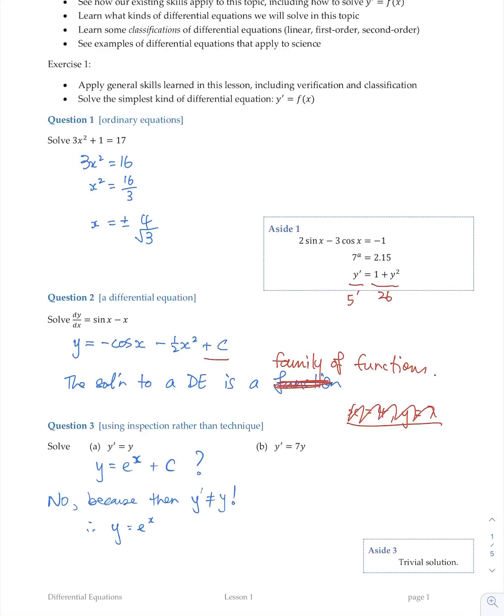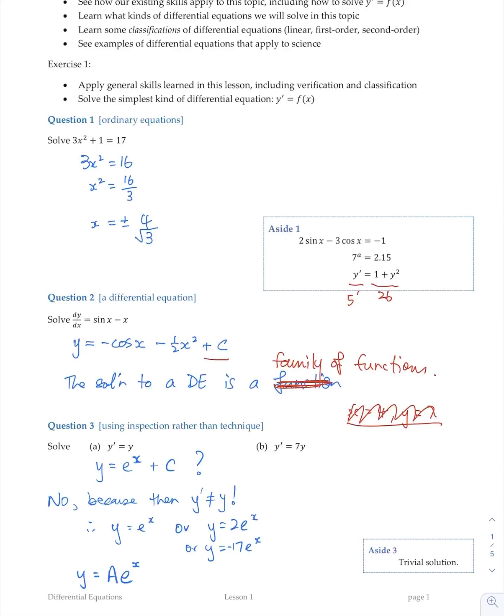But that's actually not all there is to it. So we could have y equals 2e to the x. Okay, the derivative of that is 2e to the x, or y equals 17e to the x, or negative 17e to the x. So in short, we have y equals some constant a e to the x. Okay, and yeah, the a could be positive or negative.